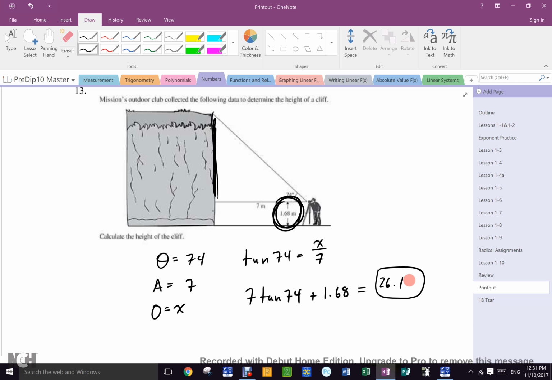I don't like how they drew this. Negative 3 marks. Alright. 3 marks.